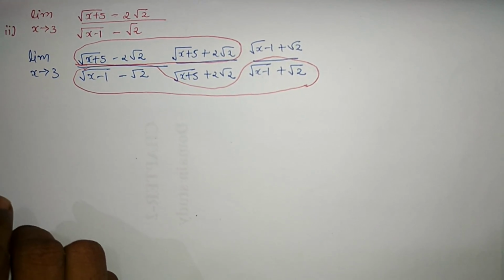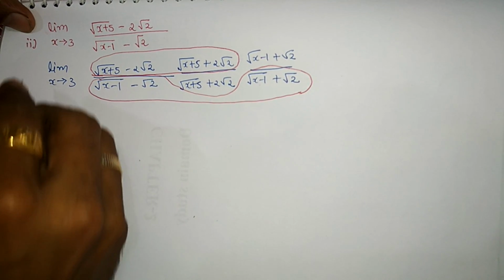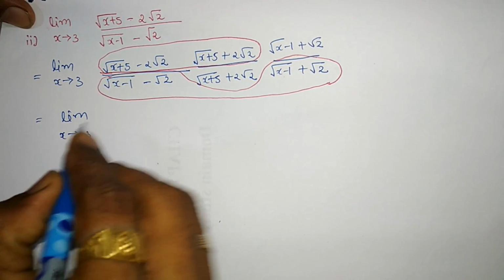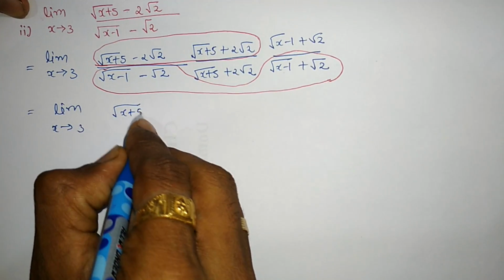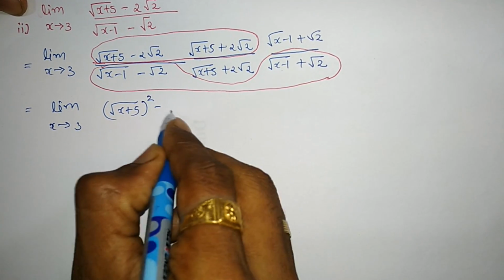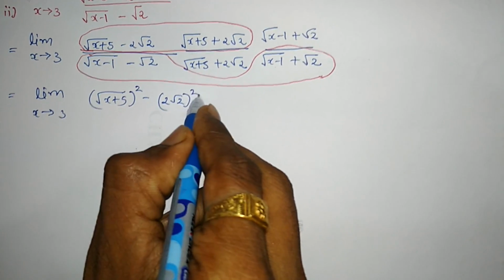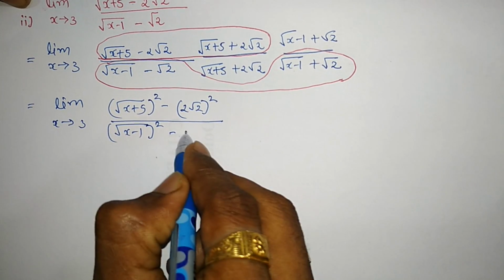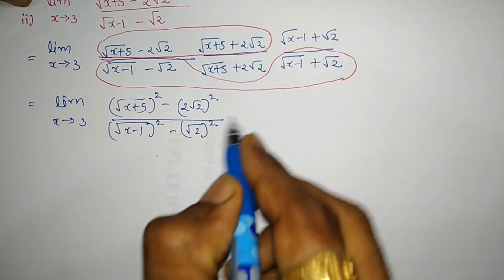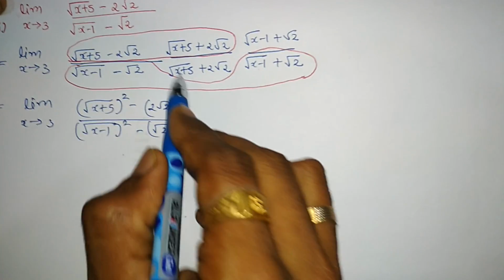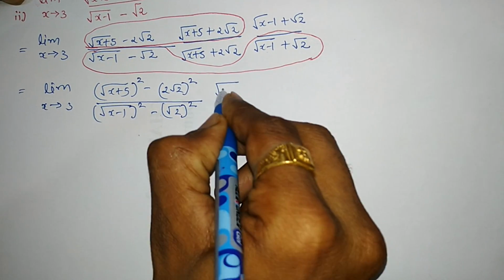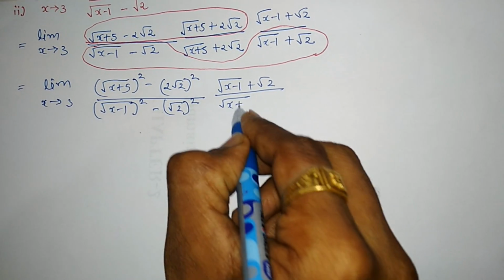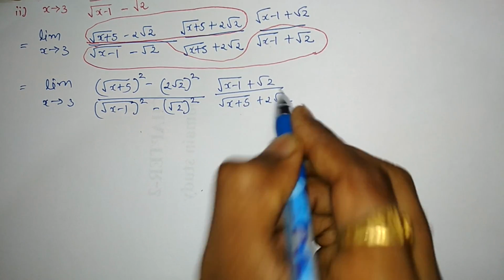So now you need to take a square minus b square, that is limit x tends to 3, root x plus 5 whole square minus 2 root 2 whole square upon root x minus 1 whole square minus root 2 whole square. The remaining terms are these and this. So that is root x minus 1 plus root 2 upon root x plus 5 plus 2 root 2.